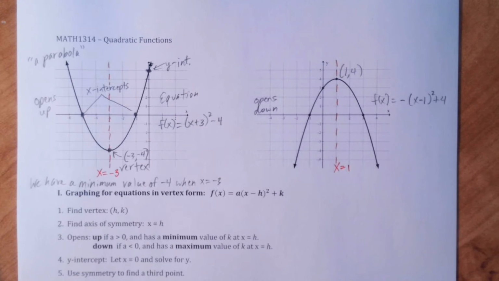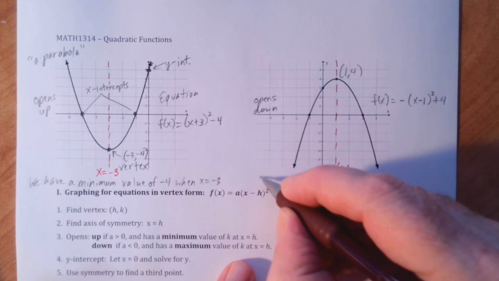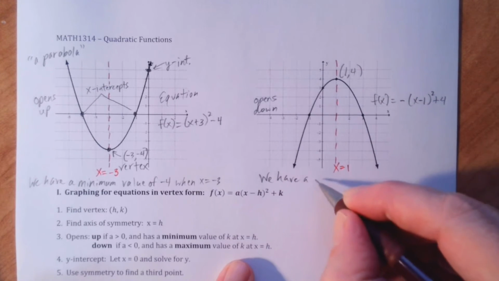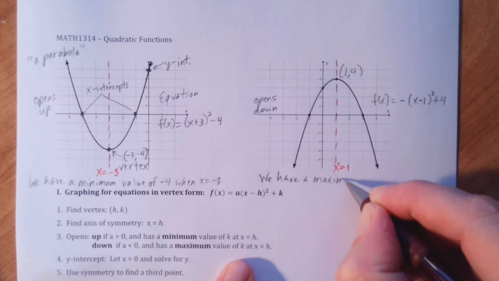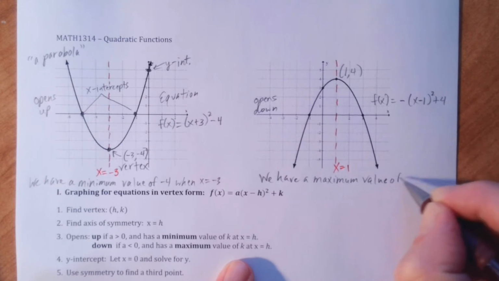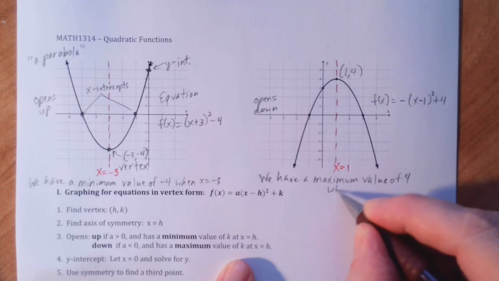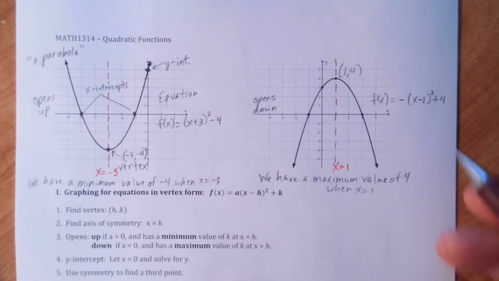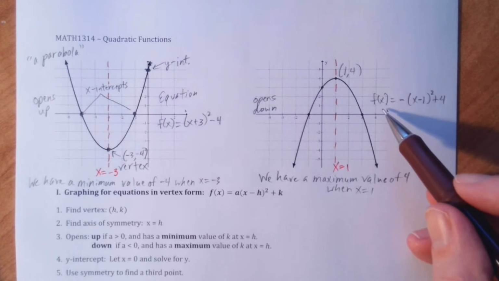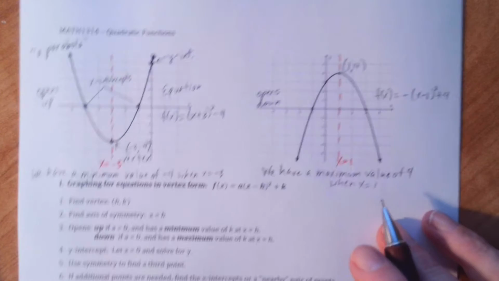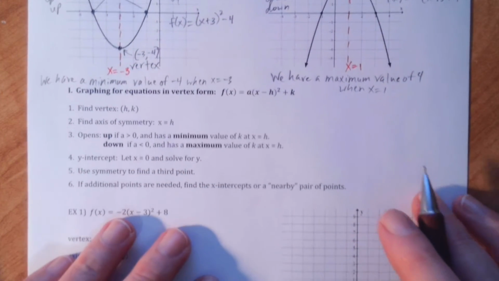All right. So now we're ready, and actually we could say one more thing. Notice it's a maximum value of 4, and again that's when x equals 1. So no matter what you plug into this function, your output will never be greater than 4. All right, so now we're ready to summarize.